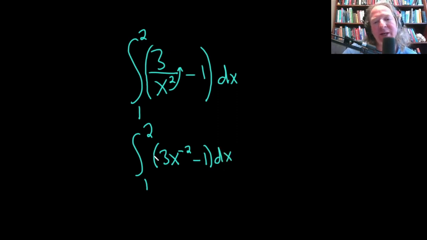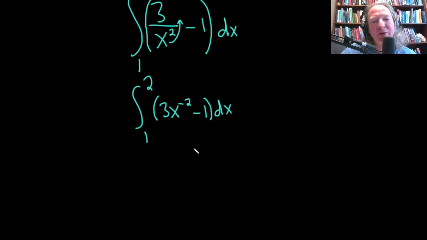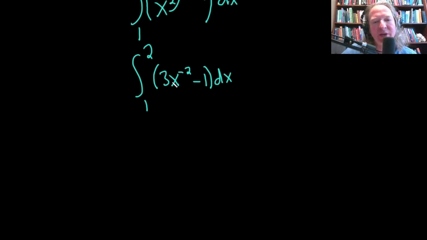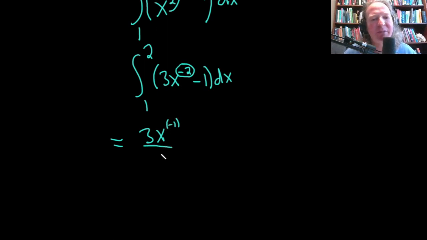And the reason we did that is so now we can apply the power rule for integration to integrate this. So when we apply the power rule, basically we add 1 to this exponent and divide by the result. So it'll be 3x, and then 1 plus negative 2 is negative 1. And then we divide by negative 1, minus integrating 1, that's just going to give us x. And this is a definite integral, so we don't need the plus c.